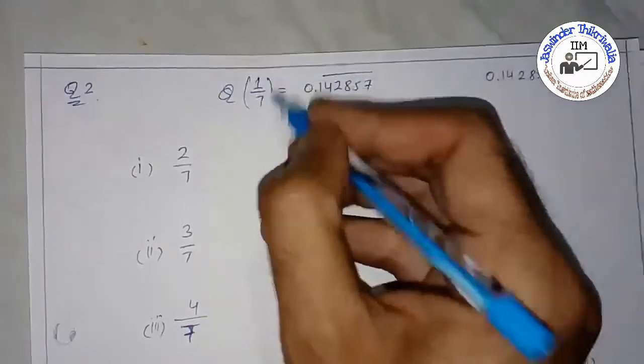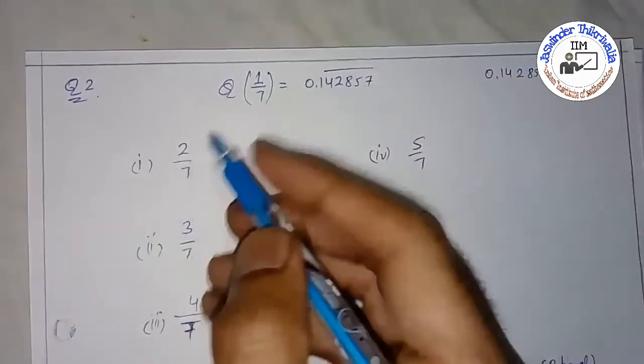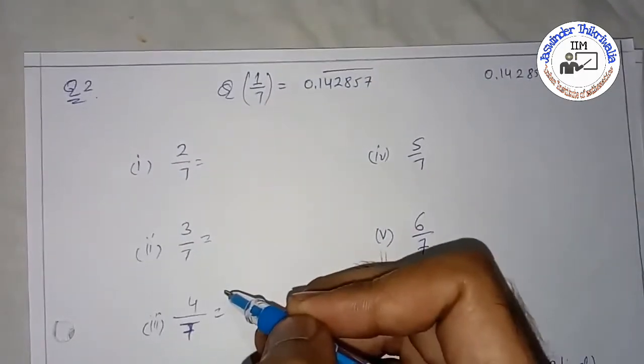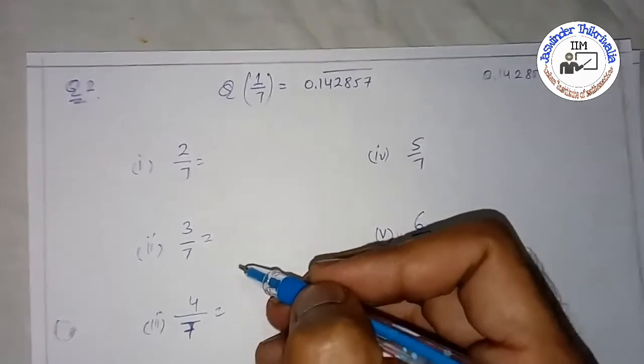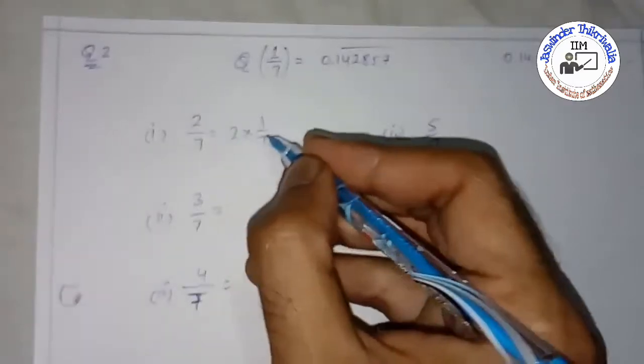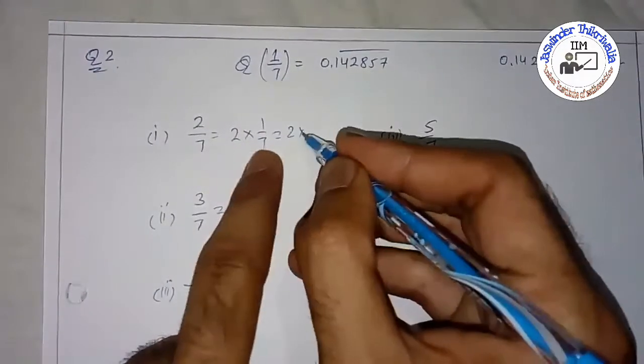So first of all they are saying that if the value of 1/7 is this, what will be the value of 2 upon 7, 3 upon 7, 4 upon 7? It is quite easy, you can do yourself also. We can multiply 2 with the 1/7 because this will be same to same. So what is the decimal expansion of 1/7?